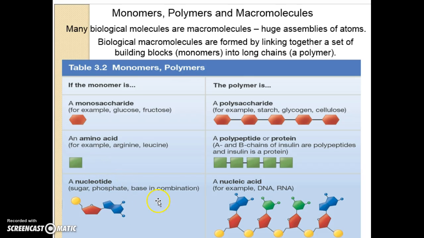Okay, and the last monomer that we'll look at is a nucleotide, which is the building block for a nucleic acid. When a number of nucleotides polymerize, the polymer that we're making is a nucleic acid, such as DNA or RNA. And we'll look at each of these more individually in a bit here.